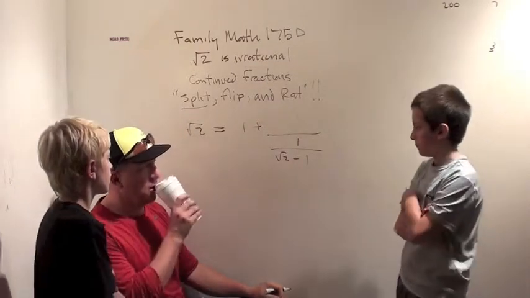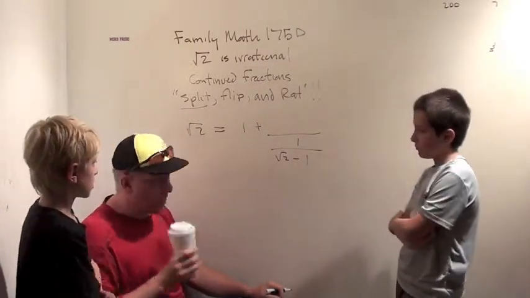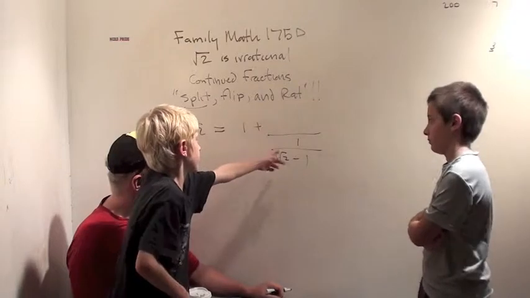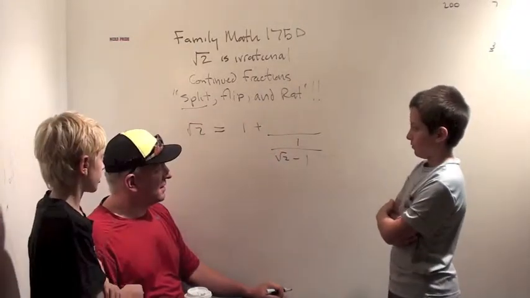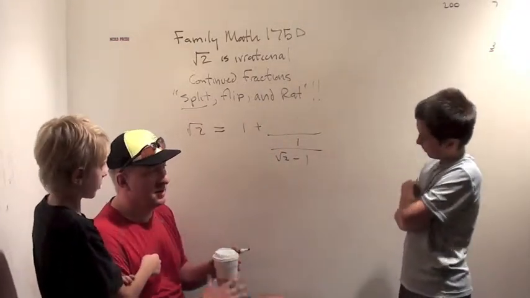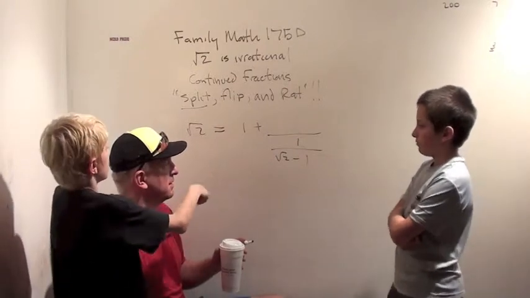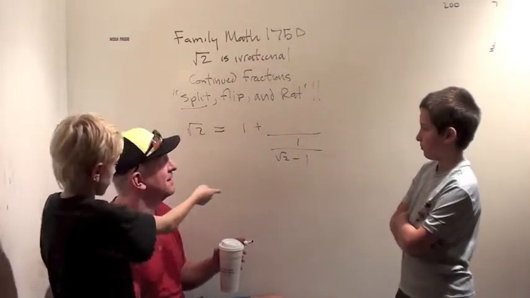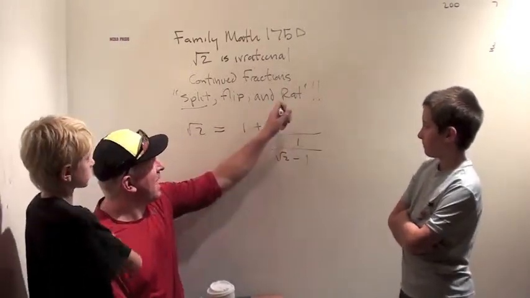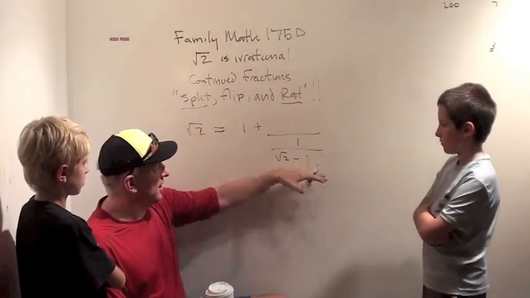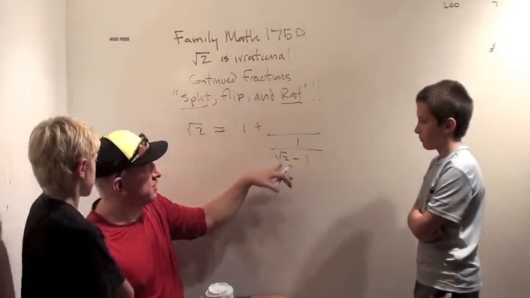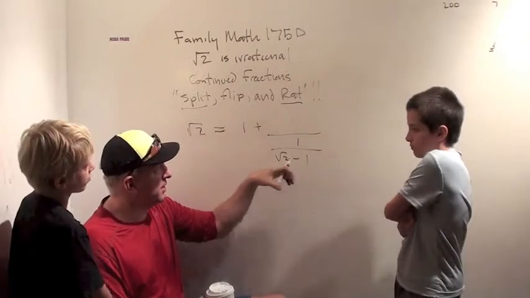Where did this 1 over the square root of 2 minus 1 come from? Well, you flipped this fraction over, because the square root of 2 minus 1 you can write as a fraction and put 1 on the bottom. So I flipped it over. Rat now means rationalize. I want to change this. We don't like square roots in denominators of fractions, so how do I get rid of it?